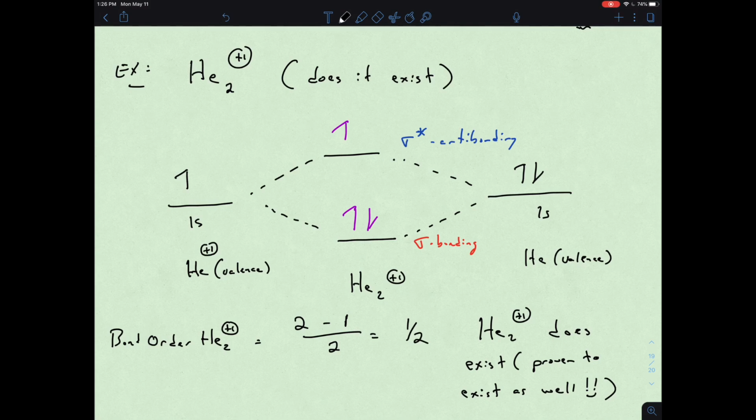While we don't tend to think about half-order bonds, and for the most part we don't, we think single, double, triple. All this is saying is that there is a net lowering of energy in this setup with helium-2 plus 1. There's more electrons in the bonding than the anti-bonding, right? It's definitely a weak attraction, but it is a lowering of energy. And so that's why it is possible, and under the correct conditions, we can actually prove that it does exist.